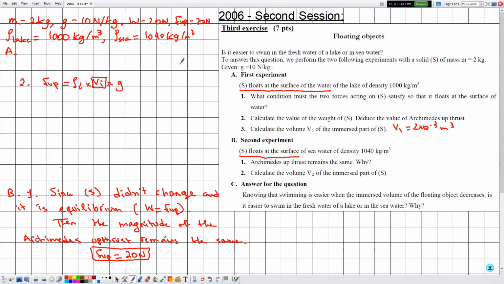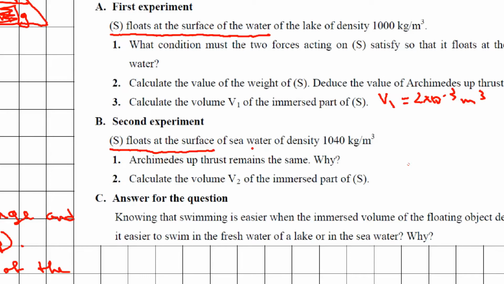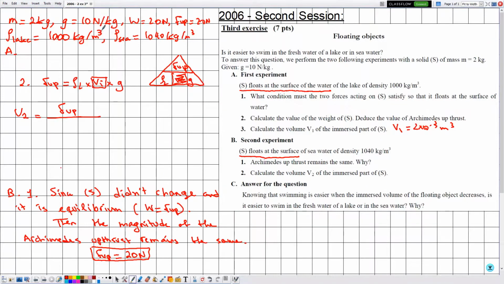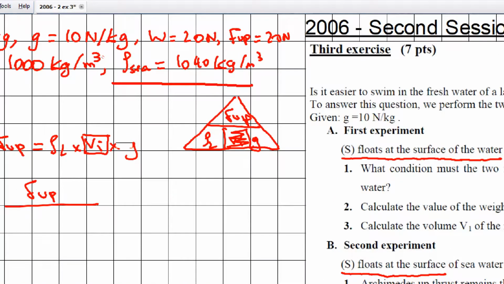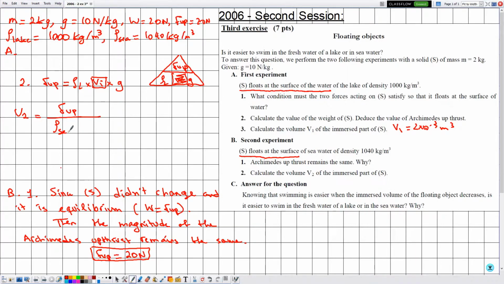So let's construct the triangle of this formula. Here, because we have multiplication, F upthrust will be at the top, rho L, Vi and G at the bottom, knowing that we are interested in determining Vi. In this case, it's denoted by V2, which is equal to F upthrust divided by the density of the liquid multiplied by G. Now notice that in this experiment, the liquid is seawater, and the density of the seawater is given by rho C.